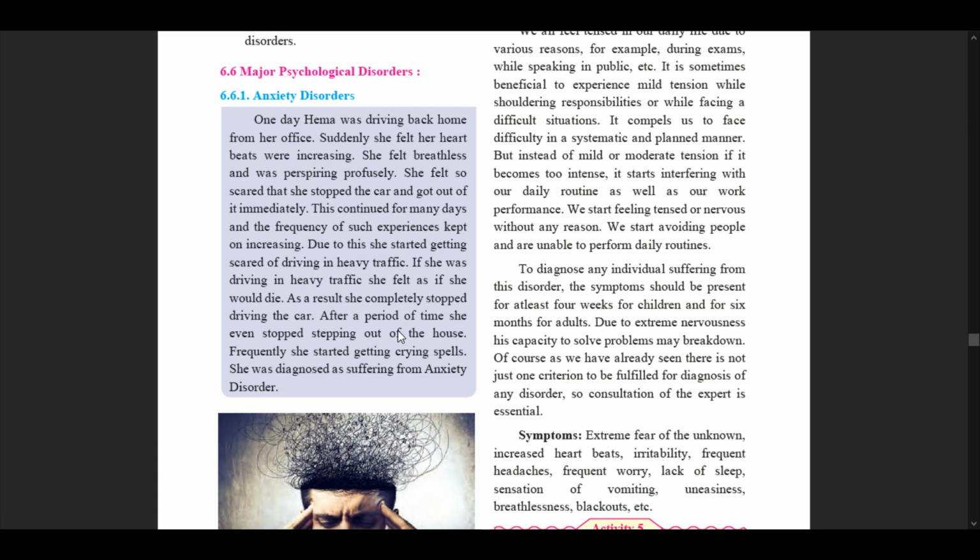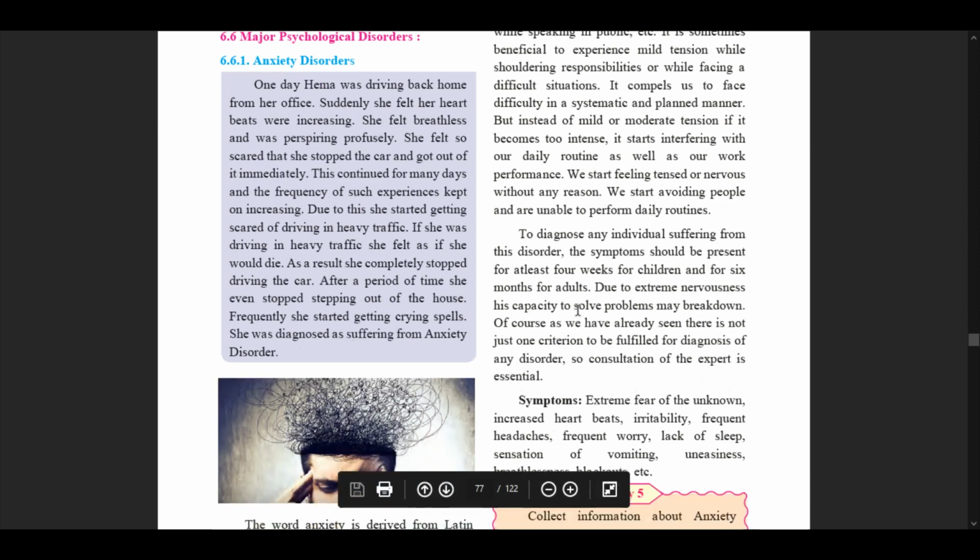So these are the symptoms. You just need to memorize these. These might be asked in your answer in brief.